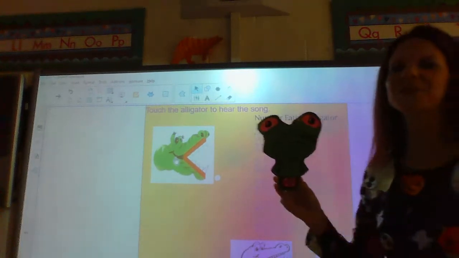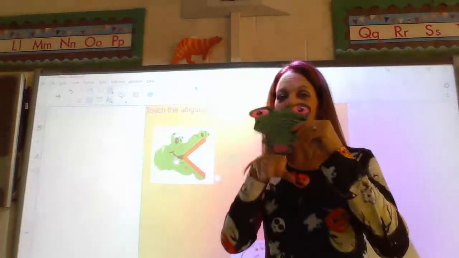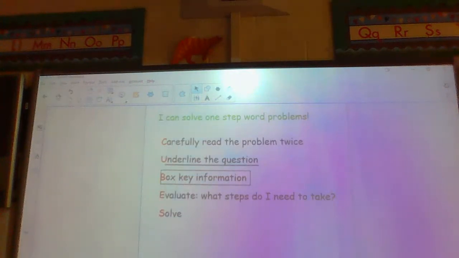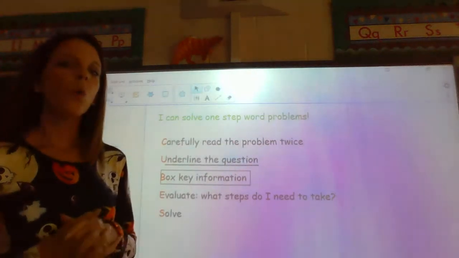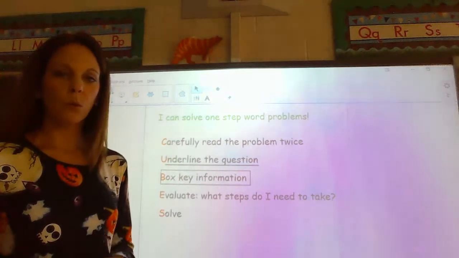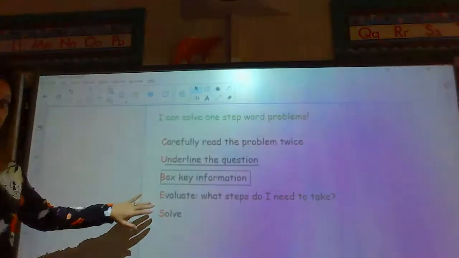All right, friends. So today we're going to use Mr. Alligator to help us chomp, chomp, chomp the greatest number. Before we start comparing, let me introduce you to our strategy. This is called cubes. When we solve word problems, we're going to use the acronym cubes.